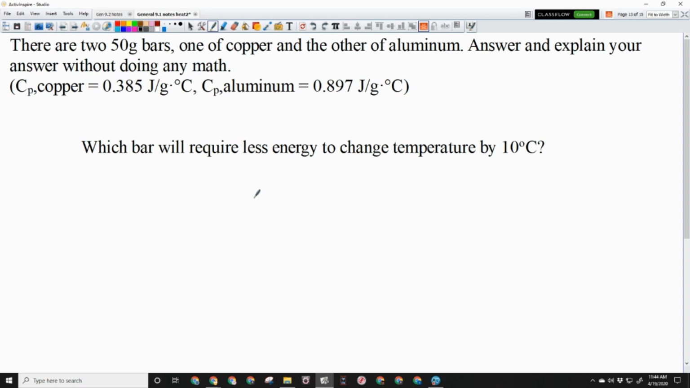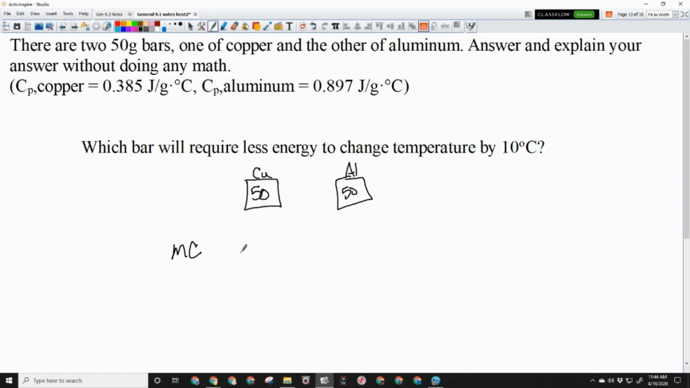Okay, so one copper and one aluminum. Explain your answer without doing any math. So if the specific heat of copper is 0.385 and the specific heat of aluminum is 0.897, which bar is going to require less energy to change the temperature by 10 degrees? Okay, so 10 degrees, both of these have to change by 10 degrees.